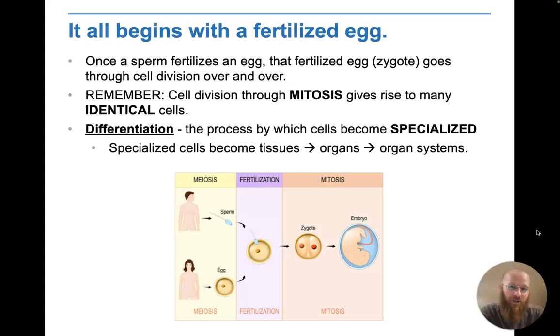Now, differentiation, when I say that word, what do I mean? Well, that's the process where cells become specialized. So they're going to serve a specific role based on a specific function. They're going to have specific structures, and those specialized cells will become specialized tissues and organs and then organ systems until we have a fully formed human being.